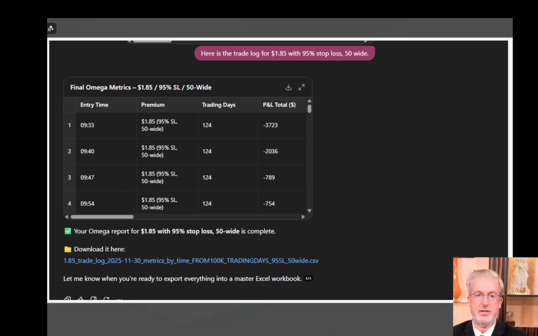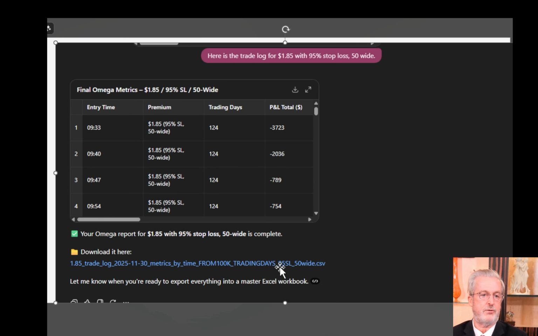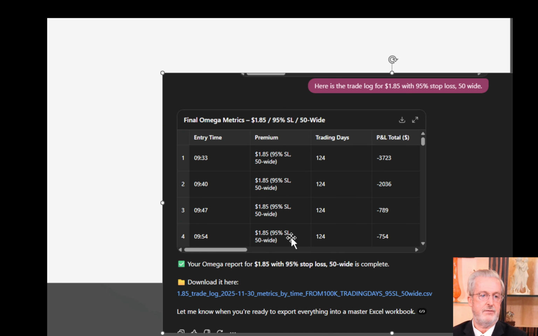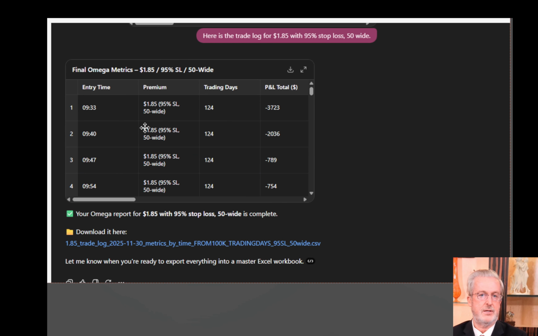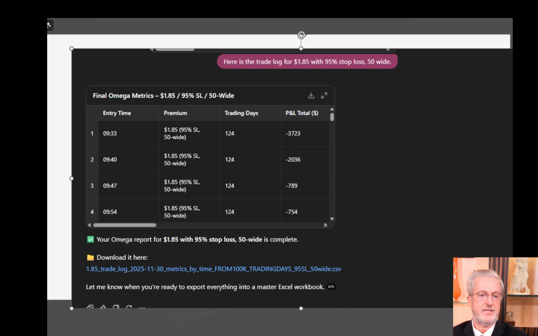This is my actual AI report for the $1.85 trade log. This is the one I ran on November 11th. We're using $100,000 and a 95% stop loss. This one actually was for the 50 wide, so this would have been for the six trades a day challenge. Let's see if we can get that there. All right, let's go to the next one.